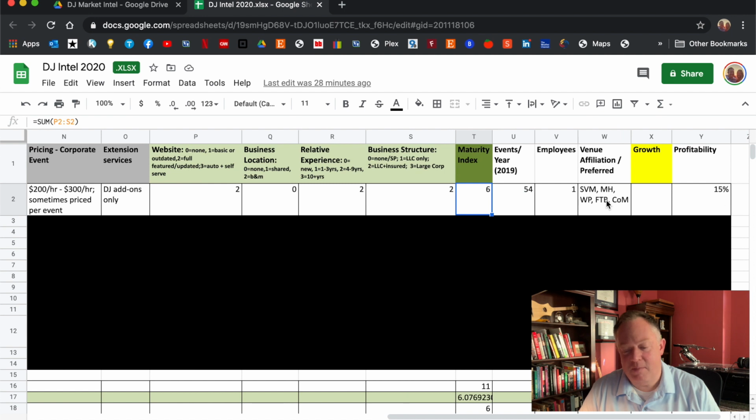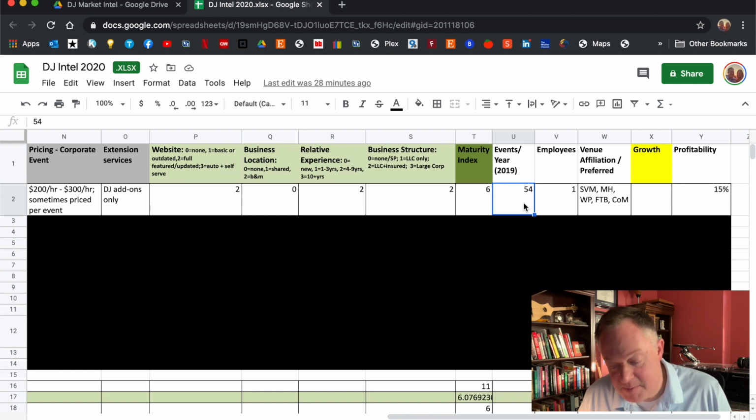Also, a couple other little bits and pieces about where I can get them. I capture information here about, like, how many events does this company do per year? And this could definitely be something that's hard to get, and you might get this from asking your peers, but you might not. How many employees they have, you can usually find that. Do they have any venues that they're affiliated with, or are they on the preferred vendor list? And I have a whole venues tab here where I keep track of all the venues in our market.